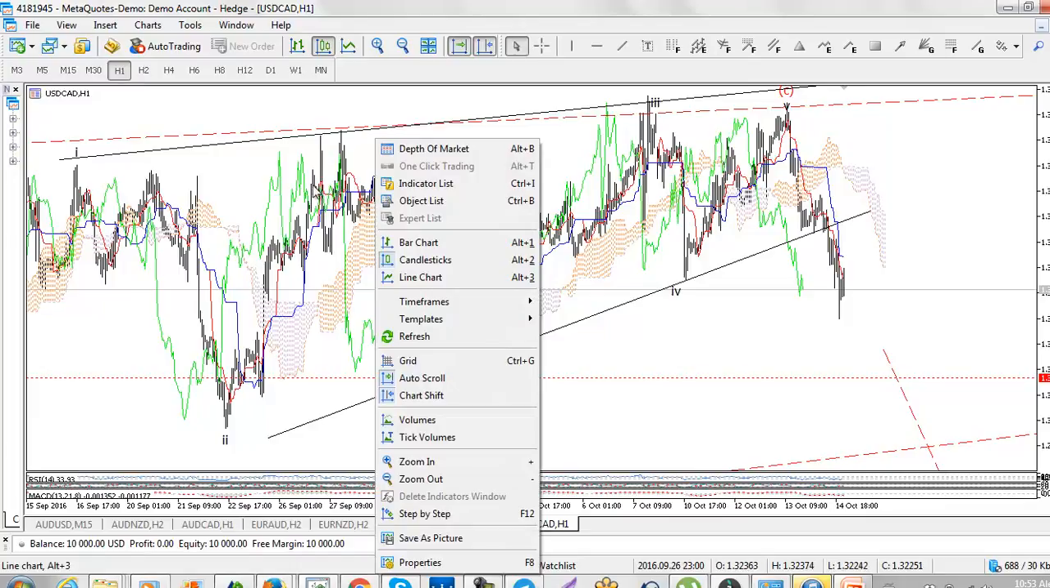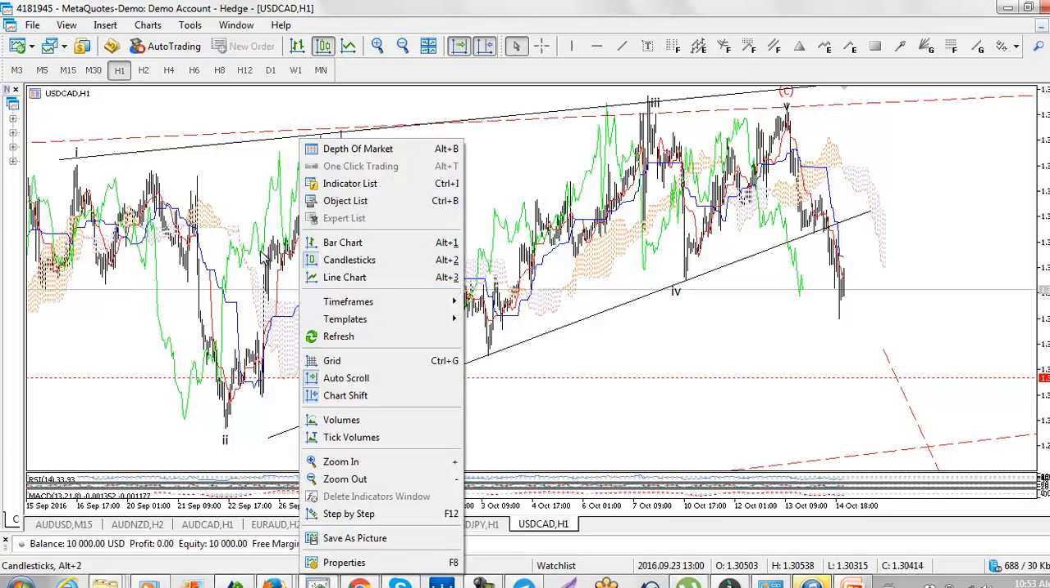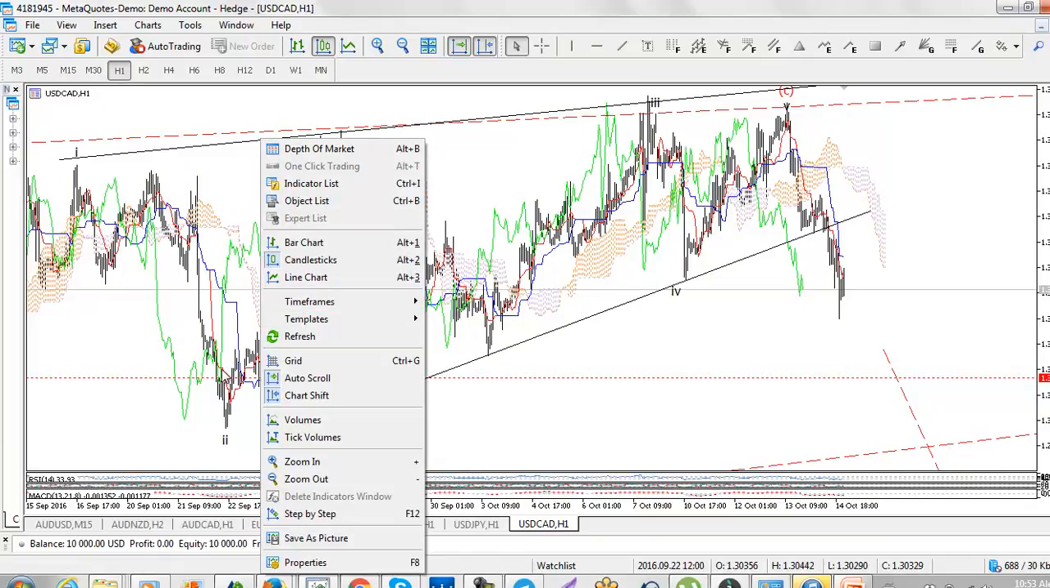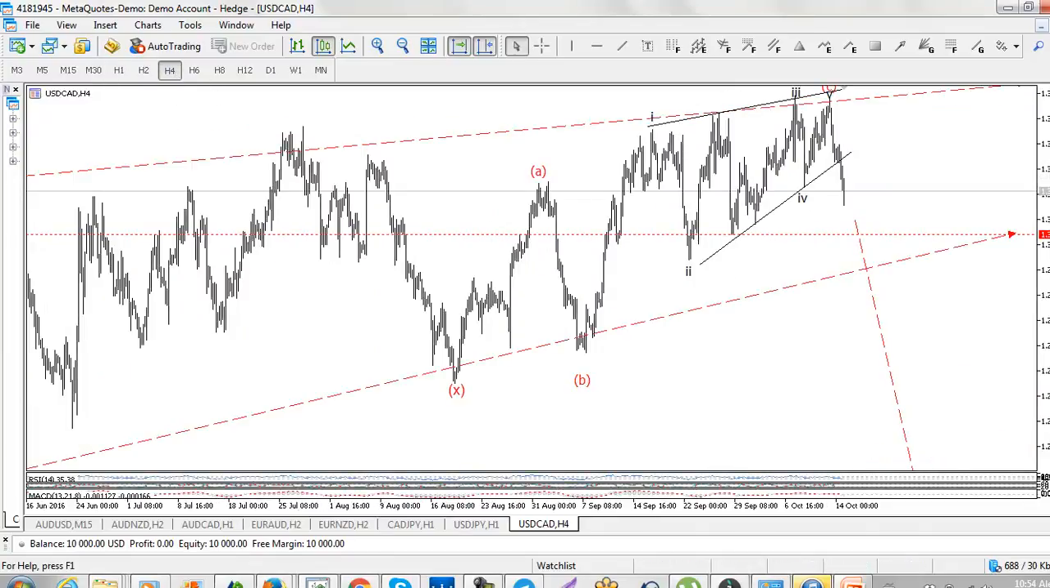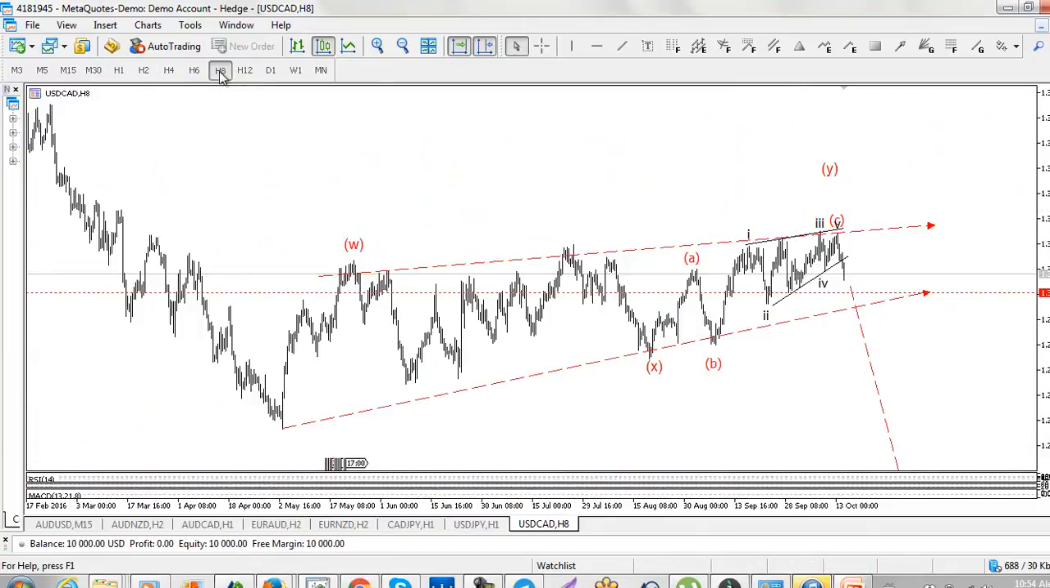Okay, fine. So this is what we have here. You can see that the W wave, which is the first leg of the flat pattern, was actually a zigzag, a 3-wave move, and then we saw another flat here, which is the X wave, A, B, C. And look at the Y. The Y is looking like another 3-wave move, A, B, C. And then look at the C wave.